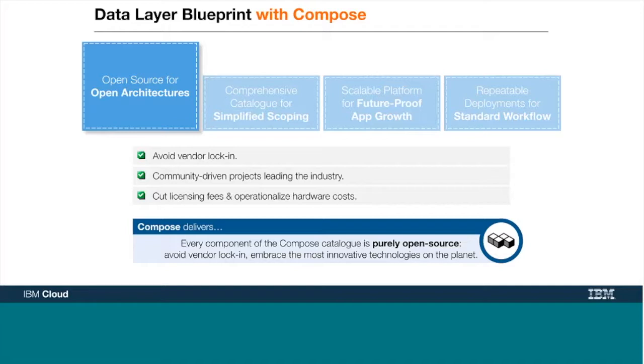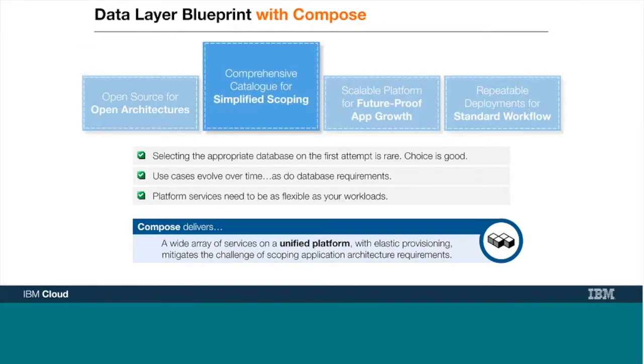So we really embrace that open source model, and we want our customers to be able to have the data agility that they need with these open source databases, whether they have operational expertise or not. So begin prototyping with that. The comprehensive catalog for simplified scoping.